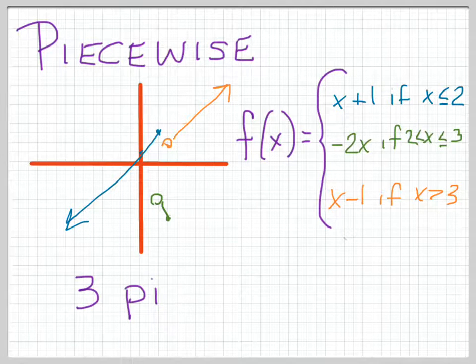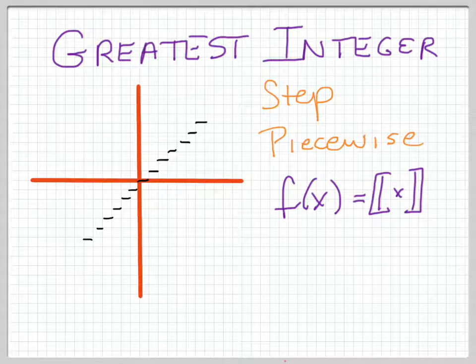So in this case, we have 3 pieces. So let's take a look at the greatest integer function. This is the greatest integer function graphically. It is a step function. I guess you can see why it would be called a step function. It's also a piecewise function because it comes in pieces.